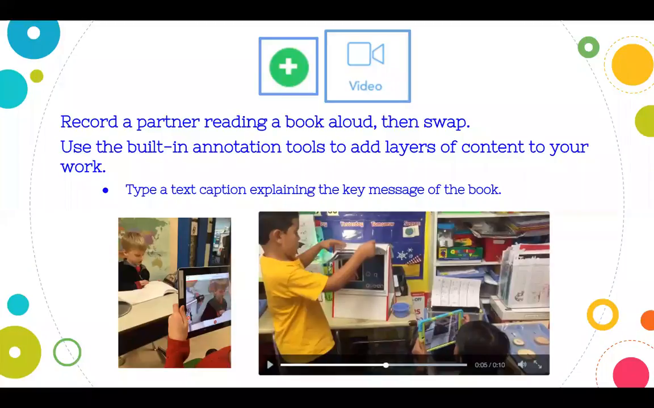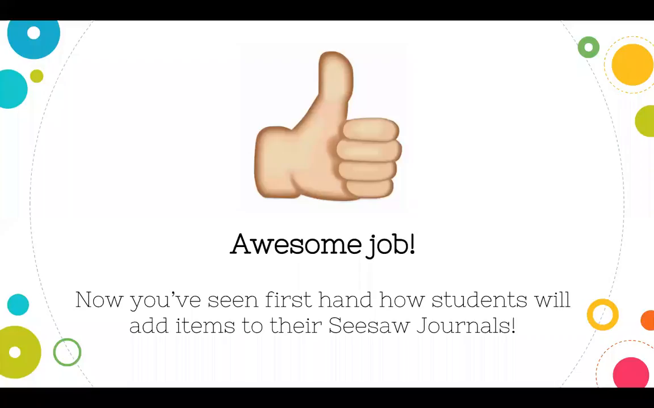So, video tool, another great tool. Students can take videos of themselves or videos of a classmate, record a partner reading a book out loud, and then swap. And they can use those annotation tools to label what happened in their story, which I think is pretty interesting. So now you've gotten a quick little firsthand view of how students add their items to your Seesaw journal.